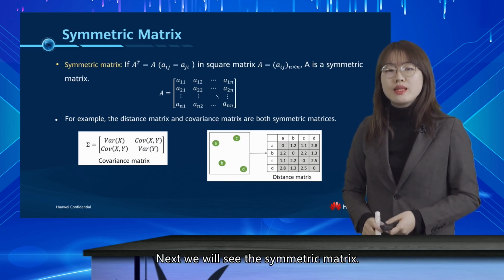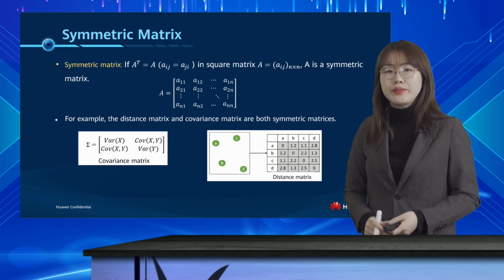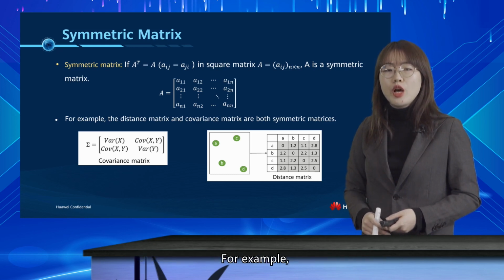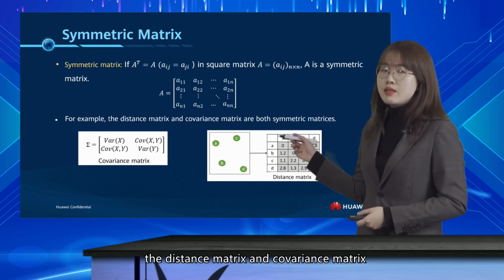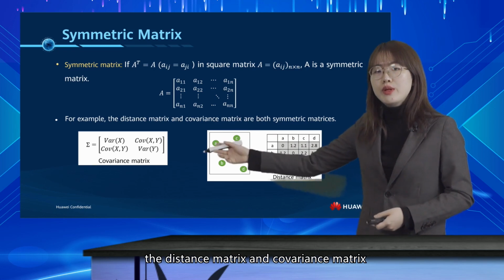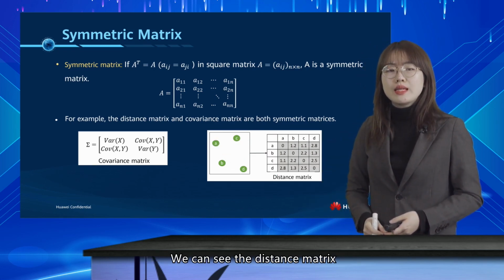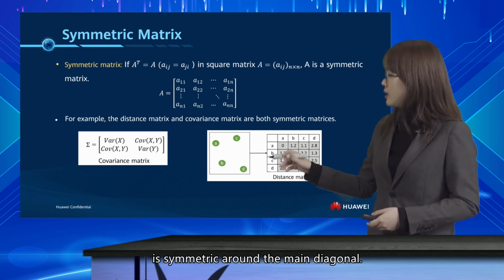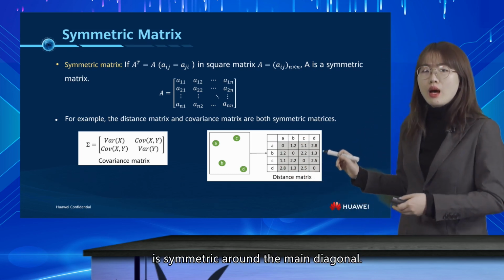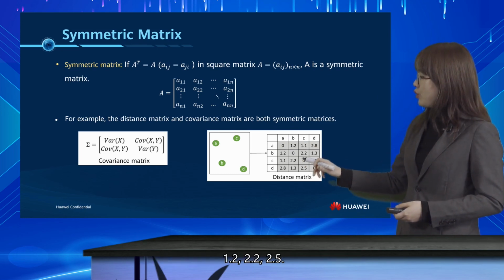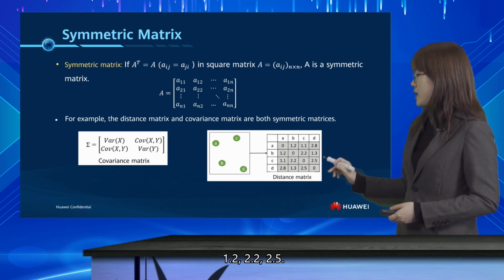Next, we will see the symmetric matrix. It's a square matrix that is equal to its transpose. For example, the distance matrix and the covariance matrix are both symmetric matrices. We can see the distance matrix is symmetric around the main diagonal 1.2, 2.2, and 2.5.